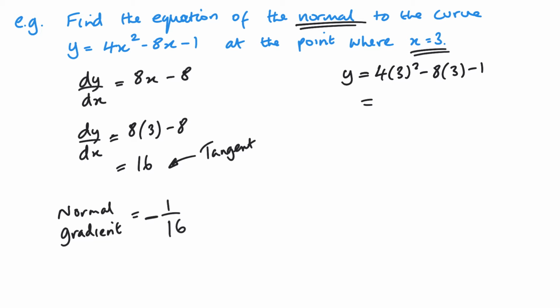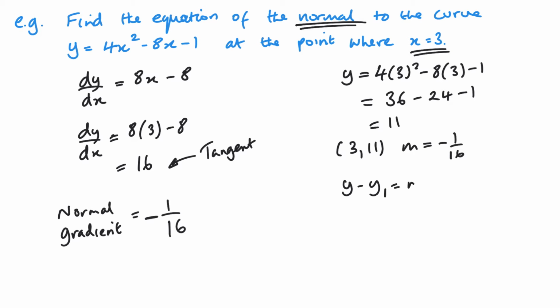3 squared is 9, and 4 9s are 36. 8 3s are 24 minus my 1, and that should leave us with 11. So my coordinate is 3, 11, and the gradient I want to use is minus 1/16. So equation of straight line, y minus y1 equals m(x minus x1). This is y minus 11 equals minus 1/16 (x minus 3).